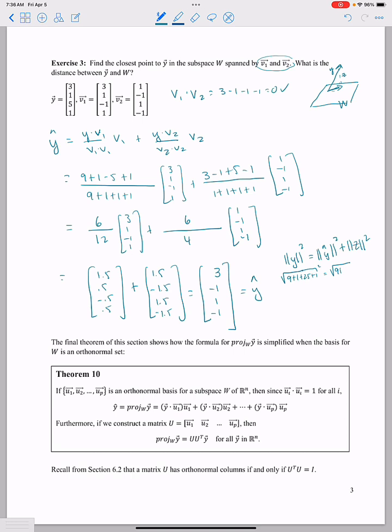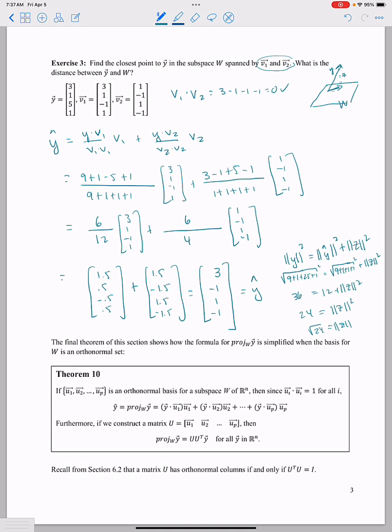So I have 9 plus 1 plus 1 plus 1, plus the norm of z squared. So I have 36 is equal to 12 plus the norm of z squared. So the norm of z squared is 24. So the square root of 24 is the length of z.